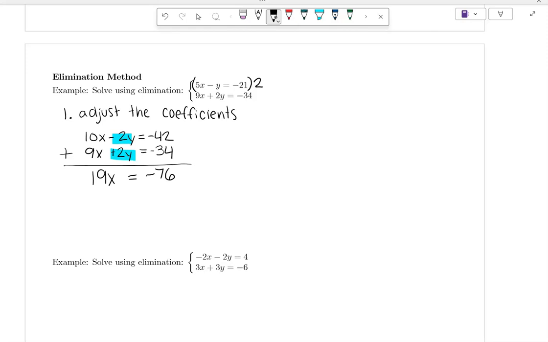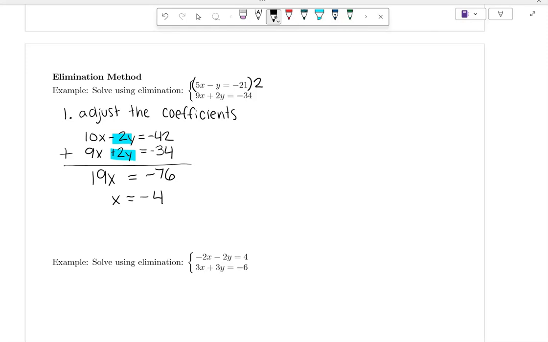We eliminated those, we made the variables the same so that we could eliminate them. We made their coefficients the same so we could eliminate them. And now we can just solve for x easily. So negative 76 divided by 19 is -4, yes.